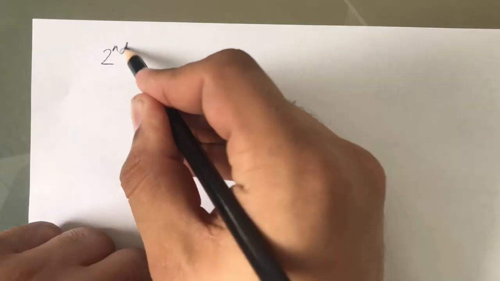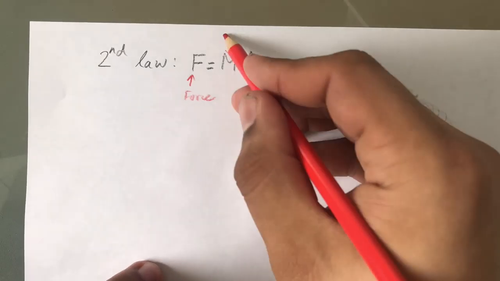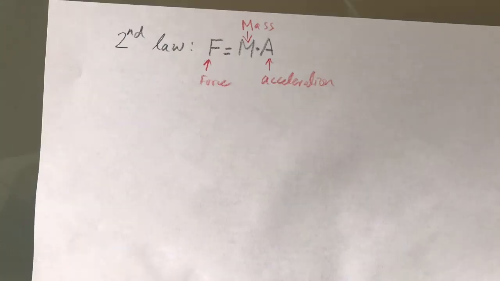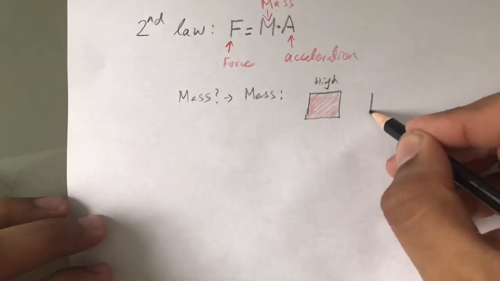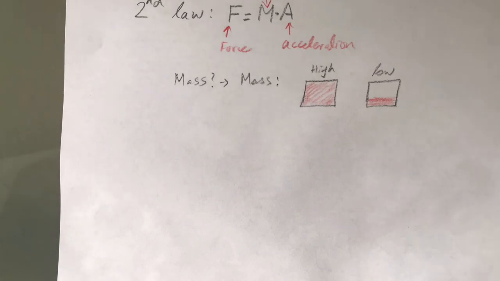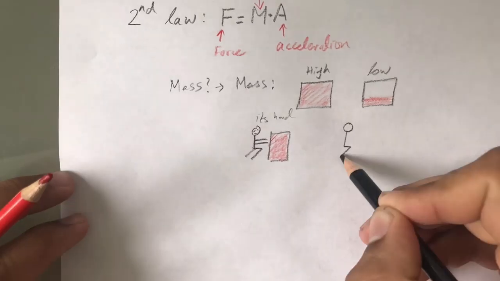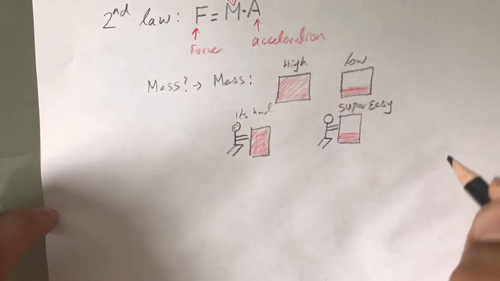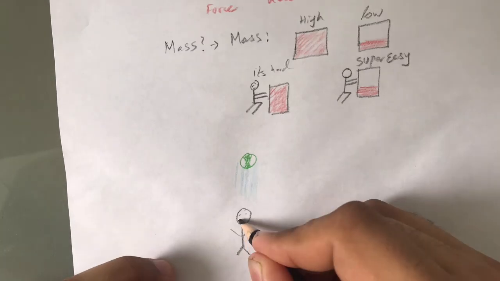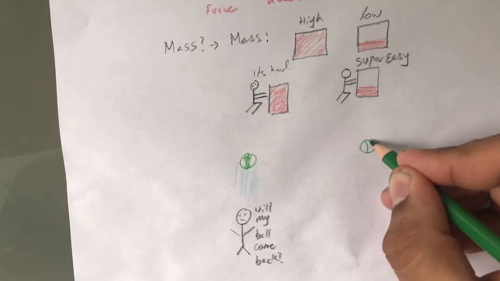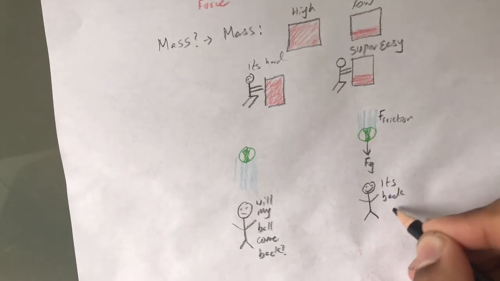The second law is F equals ma, where force equals mass times acceleration. Mass is the amount of matter present within an object, and the force needed to move an object depends on its mass. The more mass it has, the harder it is to move, meaning more force is required, and the less mass there is, the less force is required. A common example is throwing a ball in the air. When the ball is thrown up, the force of gravity brings the ball down. However, the force of friction slows the speed of the ball.